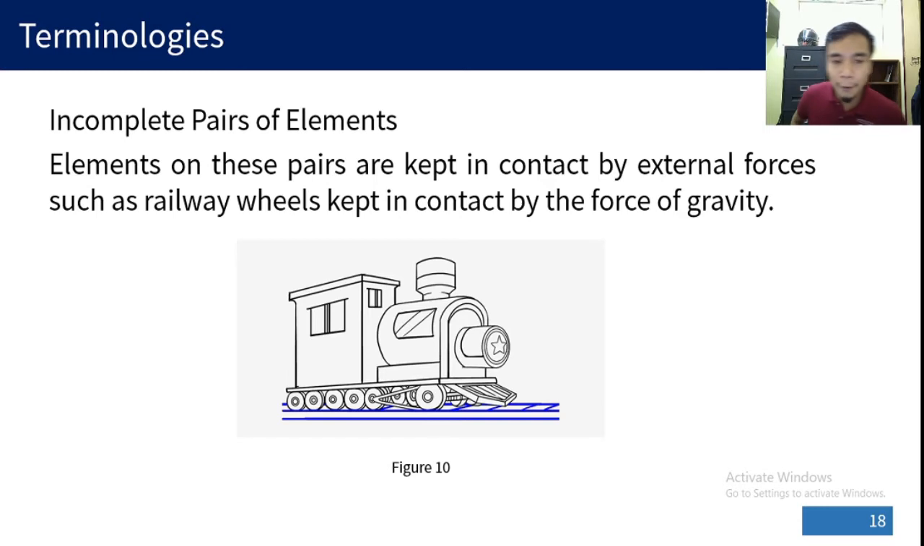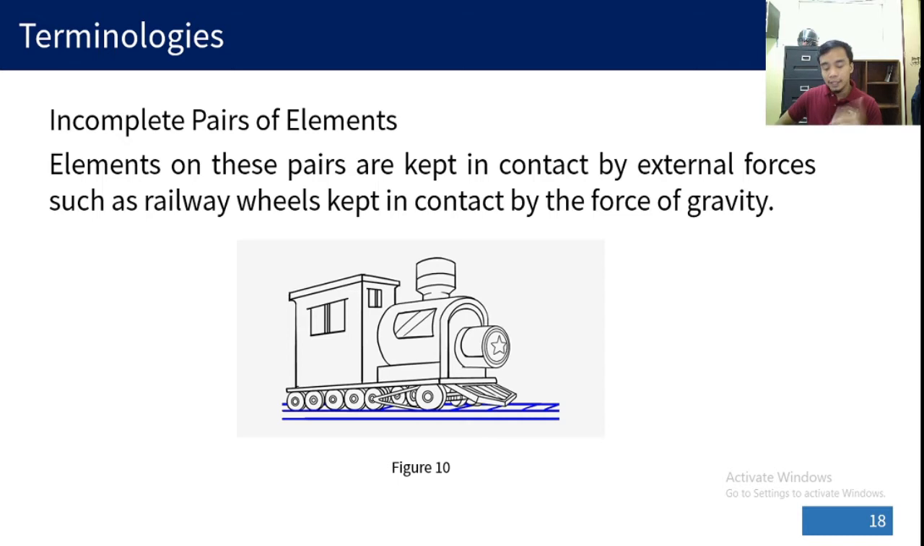Incomplete pair of elements. Okay. It is neither enclosed nor enveloped. It is called an incomplete pair of elements because they are only kept in contact by means of gravity. The example is the railway, the wheels of a train. You can see here that there is no enveloping, but the contact between the wheels and the rail is still a point. What primarily causes the two elements to be in contact is the weight of the train, or in general, gravity. By force of gravity, the railway and the wheels of the train are in contact.